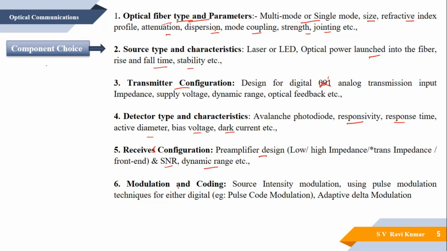And when you go for modulation and coding, you must consider source intensity modulation and pulse modulation techniques like pulse code modulation, and we have different amplitude techniques. We have amplitude shift keying, phase shift keying, frequency shift keying, like that you can use, and adaptive delta modulation. Among all these types, you must choose based on your system requirement.